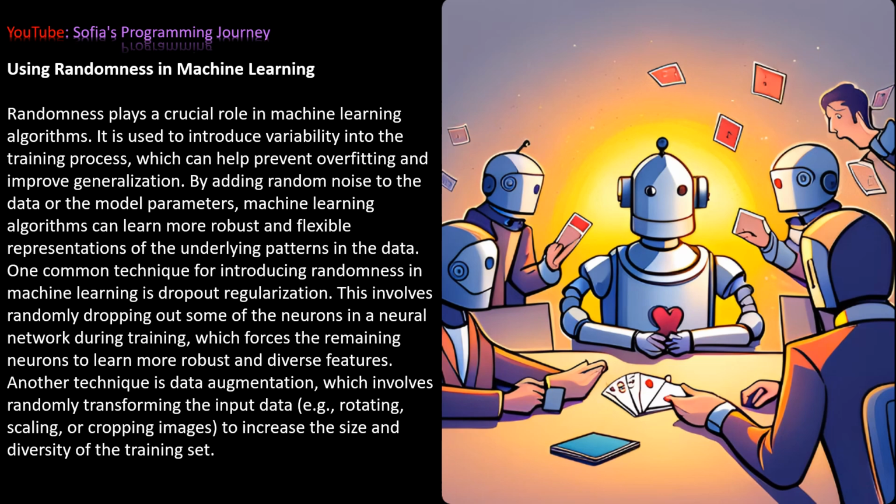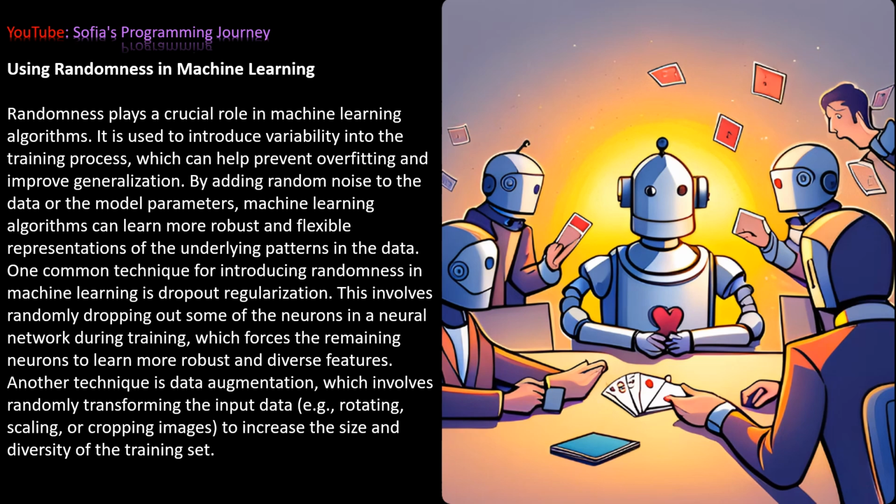Using randomness in machine learning. Randomness plays a crucial role in machine learning algorithms. It is used to introduce variability into the training process, which can help prevent overfitting and improve generalization. By adding random noise to the data or the model parameters, machine learning algorithms can learn more robust and flexible representations of the underlying patterns in the data.